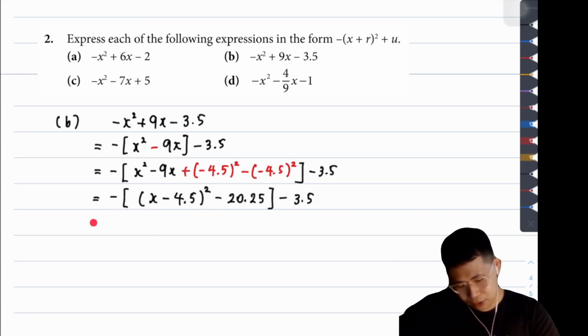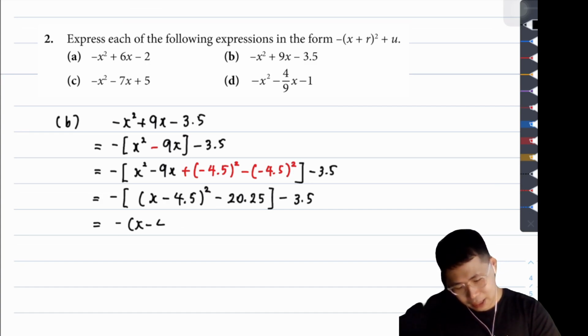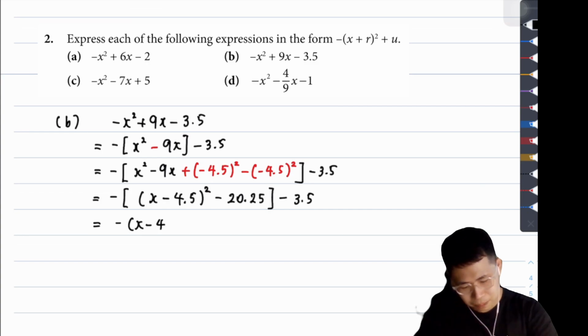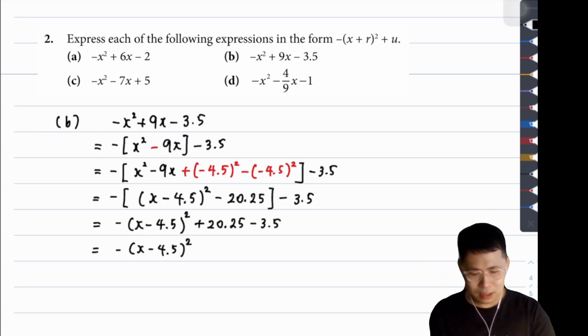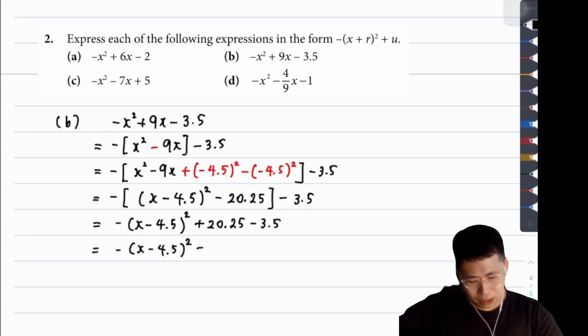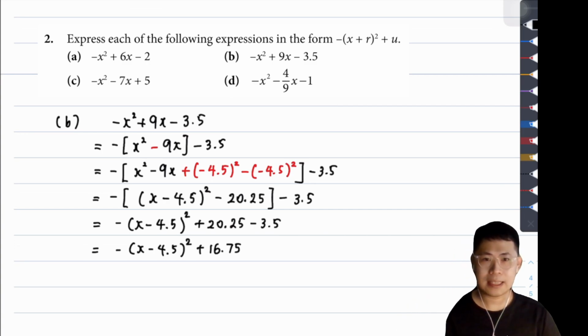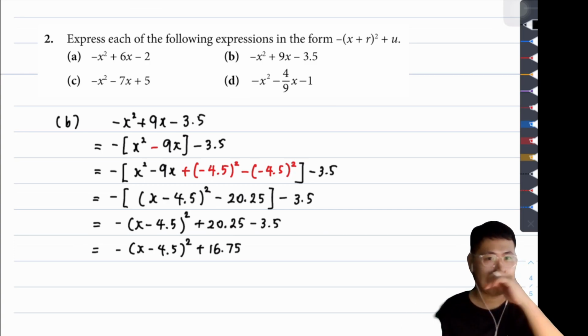After this, redistribute the negative. So you will have your negative x minus 4.5 squared, right? And I will have a plus 20.25 minus 3.5. So I can simplify this further by combining the two terms behind. 20.25 minus 3.5, plus 16.75. Okay, nice. So this is B.